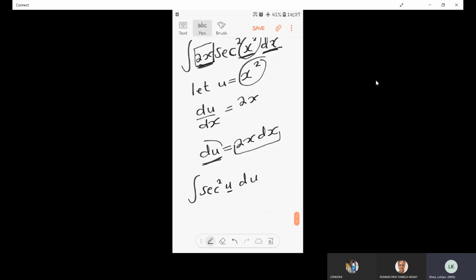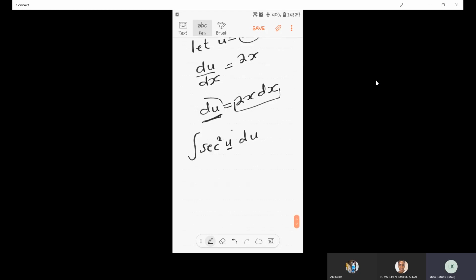Okay, now the reason we make this substitution is because we know how to integrate sec squared of u. Sec squared of u is a standard integral. The integral of sec squared u is just tan of u plus c. But then we need to remember tan of u was not there in the original question. That is something that I introduced, so I unsubstitute in a way. So this is tan of x squared plus c.